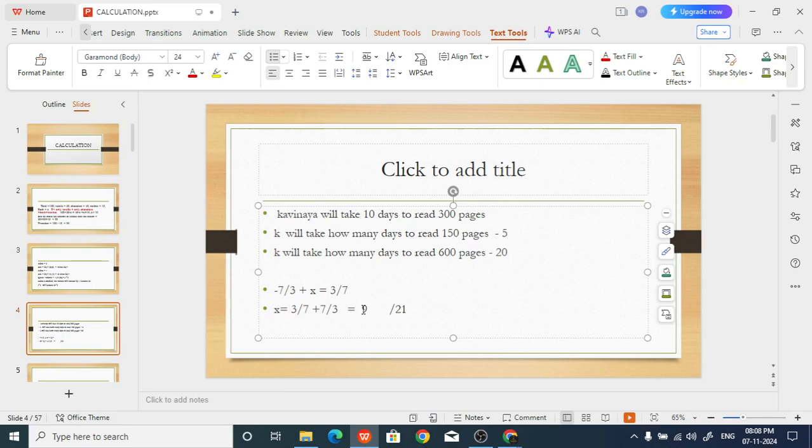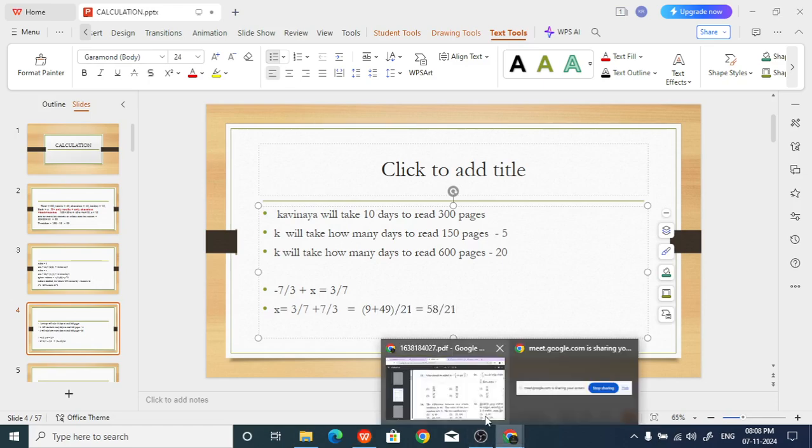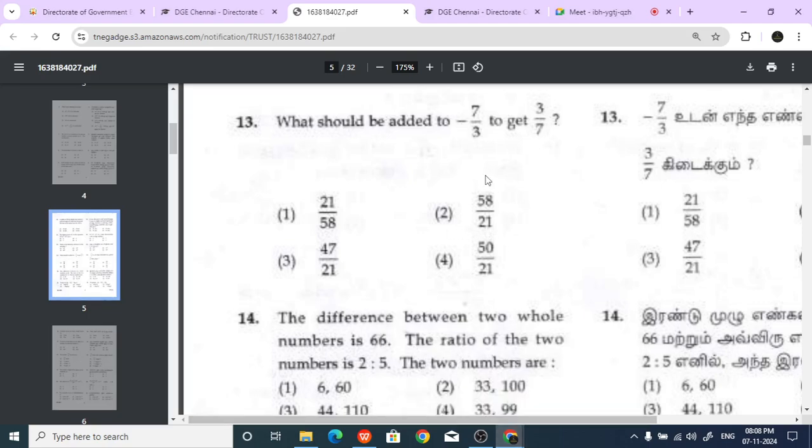9 plus 49 you will get, divided by 21. The answer is 58 by 21.